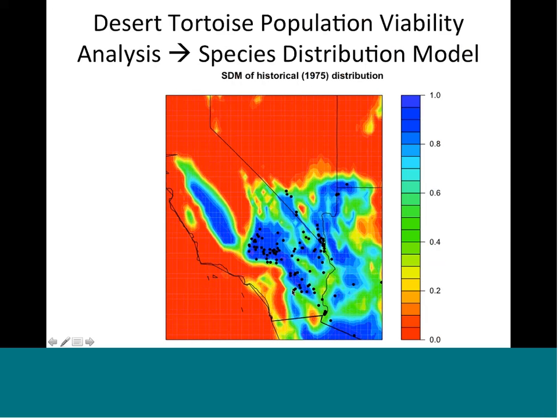This shows you how the model works at a very low spatial scale of California for just Gopherus agassizii.